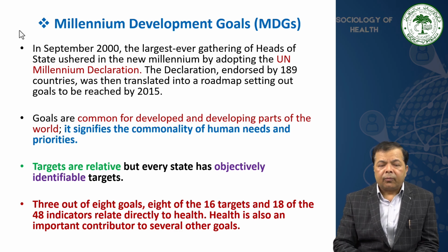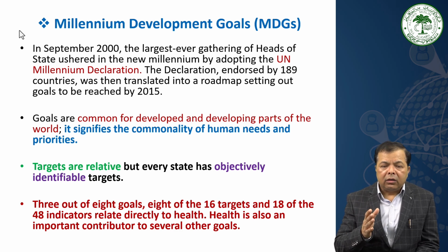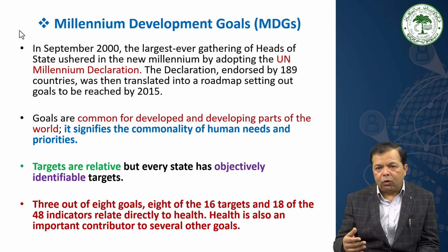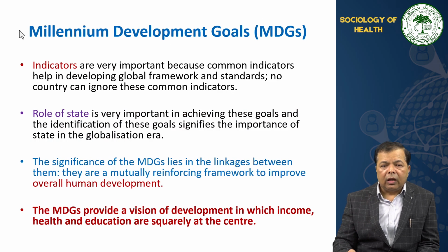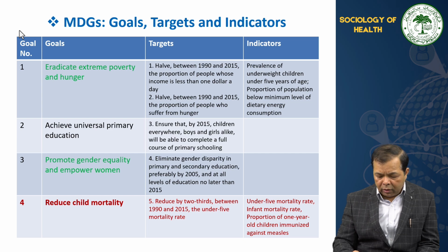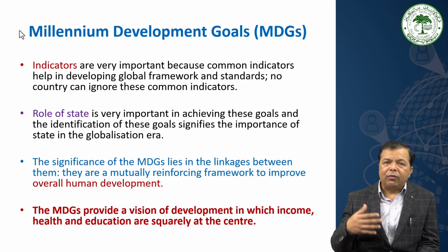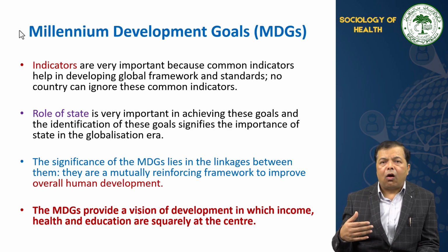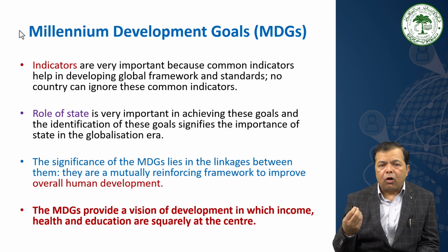There were 8 goals, and 3 out of 8 goals, 8 of the 16 targets and 18 of the 48 indicators relate directly to the concept of health. Health is also an important contributor to several other goals, right? So soon we will see all those 8 goals. We will see that out of the 8 goals, 3 are categorically related to health, and then 2 others are also related with the need of health, right?